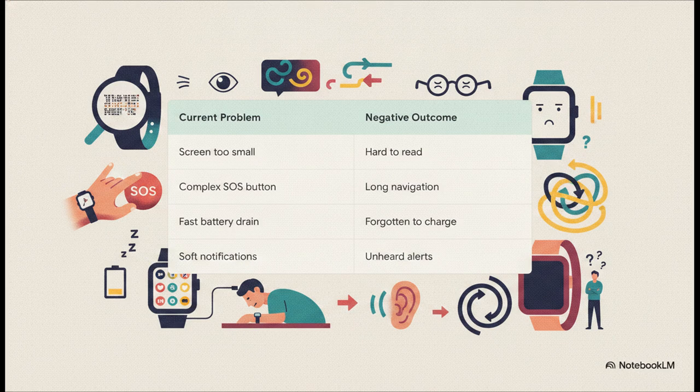Add to that a short battery life of maybe just 1 or 2 days, which leads to dead devices because an elderly user might simply forget to charge it every single day. And finally, notifications and alarms are often way too soft, meaning a user with even mild age-related hearing loss won't even notice them. These aren't just minor inconveniences, guys. For an elderly user relying on health monitoring, these are severe, potentially life-threatening usability flaws.